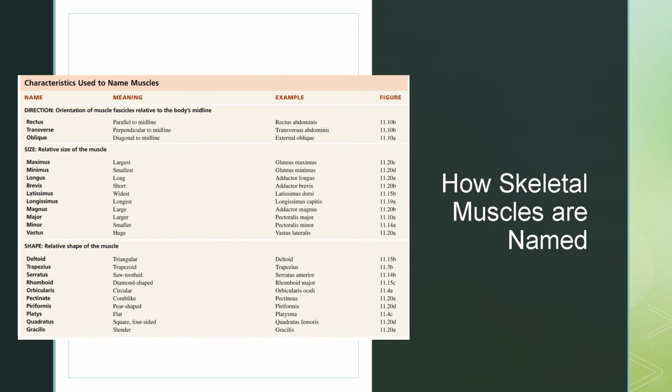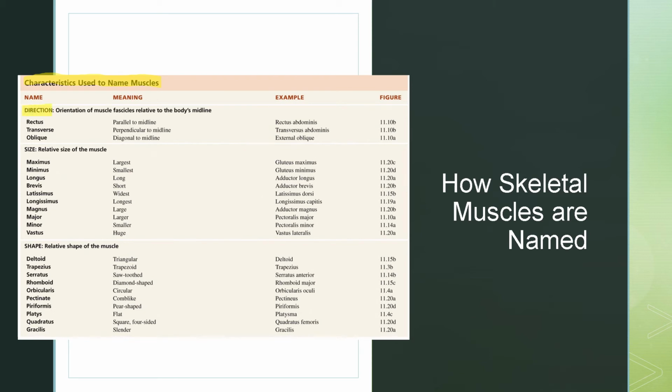So here we have a nice table of the characteristics that are used to name muscles. This is really helpful, so you don't necessarily have to memorize every muscle, but you can memorize the characteristics, and that will help you to determine the name of the muscle. So things like direction is used.